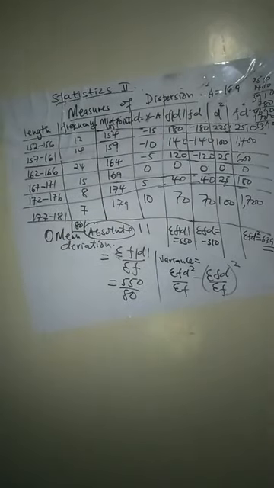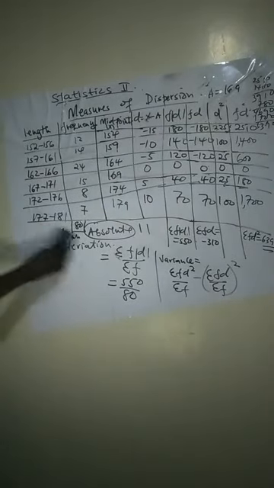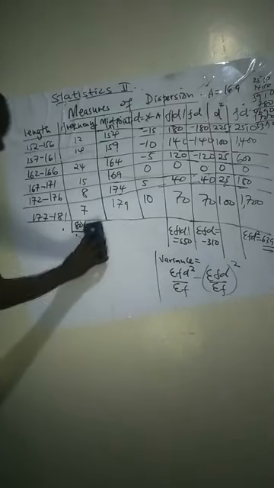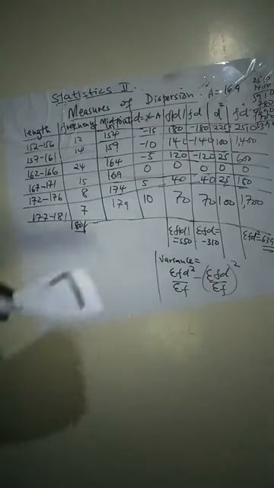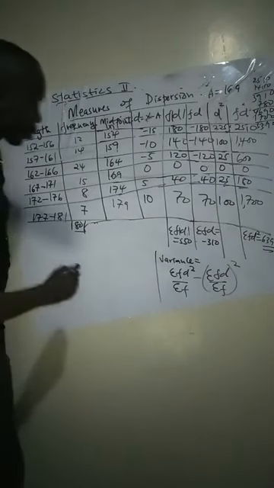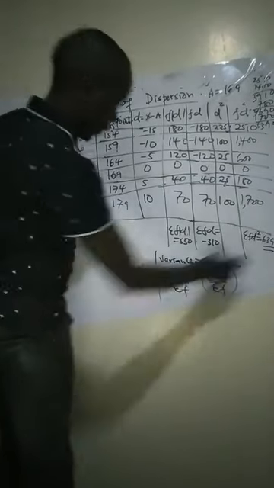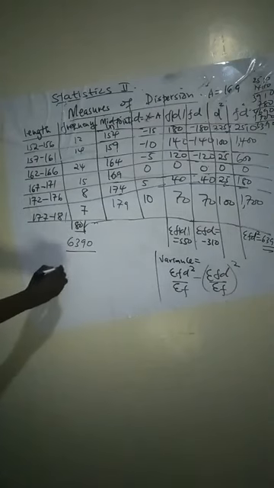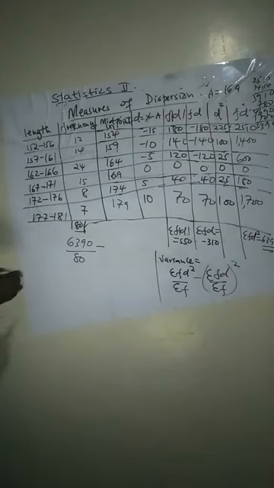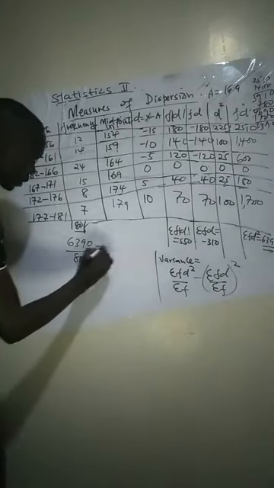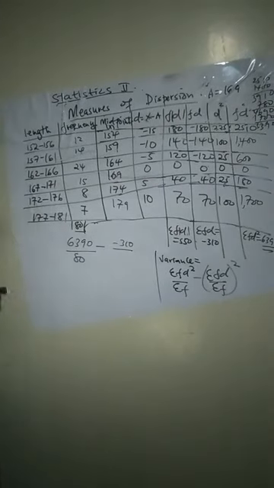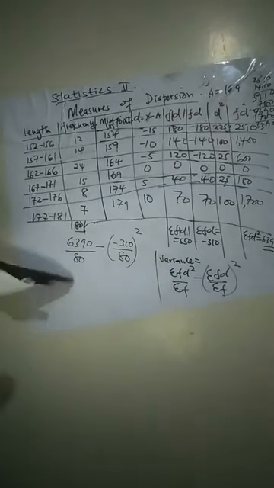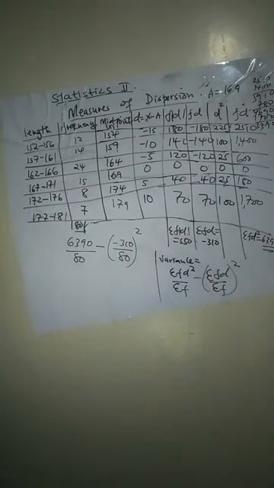Then from there you can now replace in the formula. I want to erase this one for mean absolute deviation again. We've done that. So I'm going to have summation of FD squared, it's here, 6390 over summation of F, minus summation of FD, negative 310, over summation of F, then you square. Then that way you just get the answer.